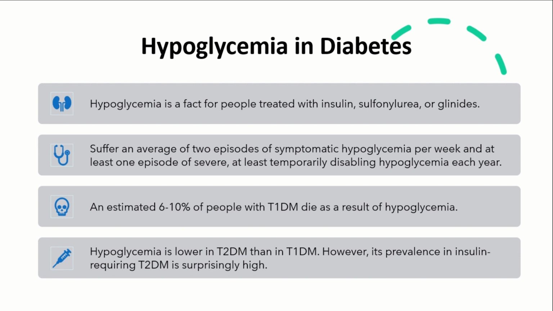Hypoglycemia is lower in type 2 diabetes than in type 1 diabetes. However, its prevalence in insulin-requiring type 2 diabetes is surprisingly high. In fact, as patients with type 2 diabetes outnumber those with type 1 diabetes by 10 to 20-fold, the prevalence of hypoglycemia is now greater in type 2 diabetes. Insulin, sulfonylureas, or glinides can cause hypoglycemia in T2DM.